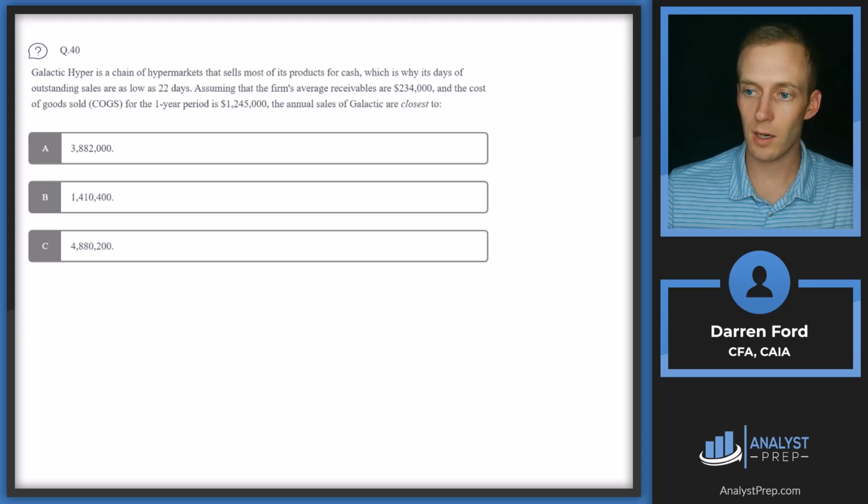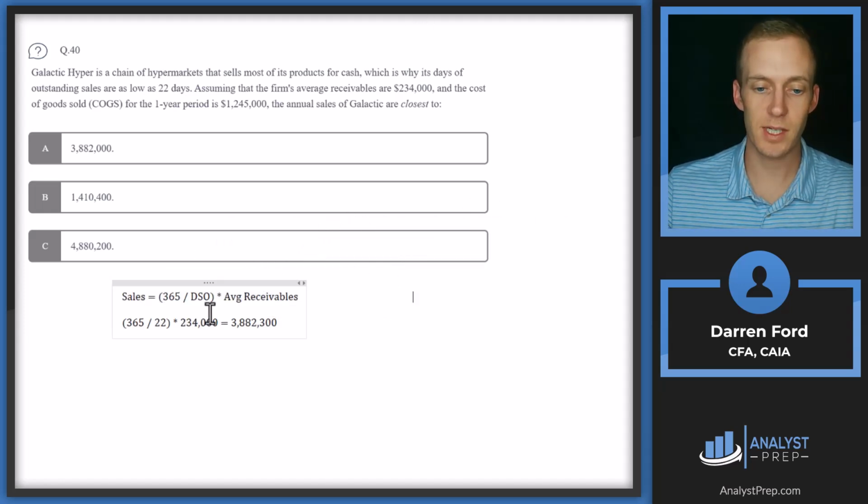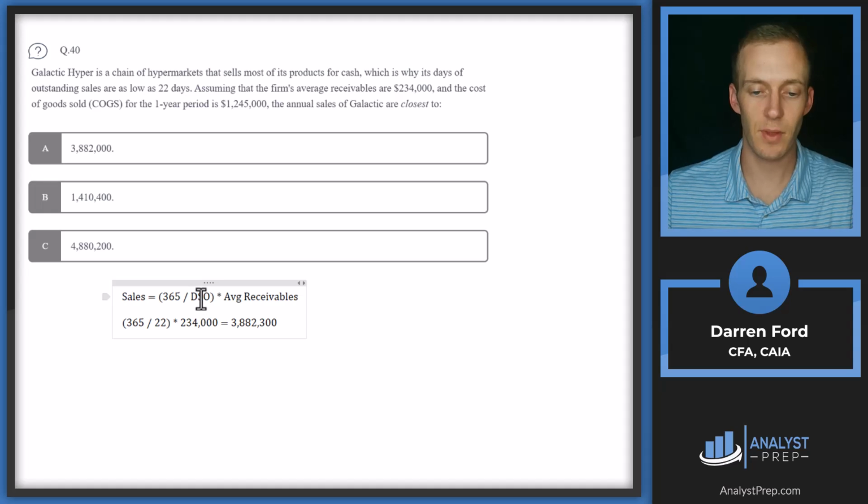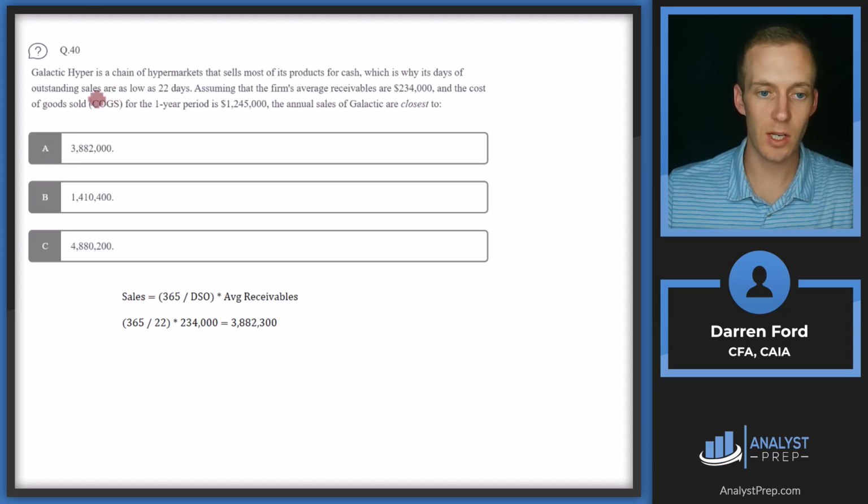So our formula here is going to be 365 divided by days sales outstanding, and then we're going to multiply that by our average receivables, which gives us 3.88 million, which rounds closest to answer A. The cost of goods sold is not going to be relevant for this question. Cost of goods sold just tells us what we paid for the items that we're selling. It doesn't tell us how much we are selling. So yeah, pretty straightforward. We'll use this formula, get to answer A.